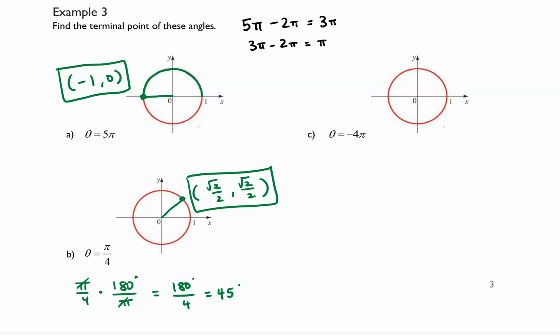Part C, we are given the angle theta equals -4 pi. And here, similarly, I can use the concept of coterminal angles. So I can add 2 pi to it, and then I can add another 2 pi to it, and that's going to give me 0. So -4 pi and 0 are coterminal angles, and both of those are right here, and that ordered pair is 1, 0.